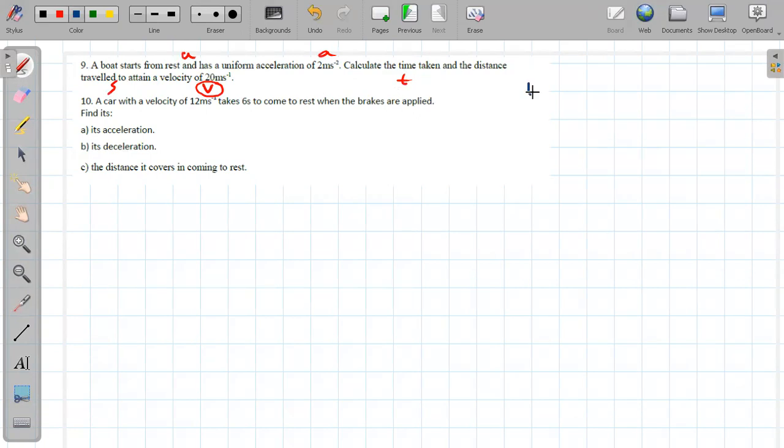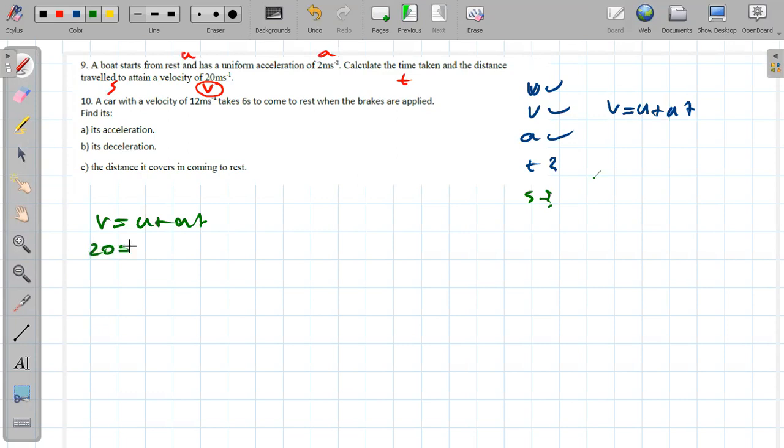Your details are: u given, v given, a given, asking time. So you have to use v equals u plus at. Again, asking displacement, any equation you can use. So let me apply v equals u plus at. Here v is 20, u is 0, plus acceleration is 2 times t. t is going to be 10 seconds. That's done.